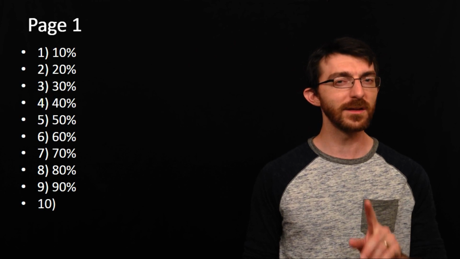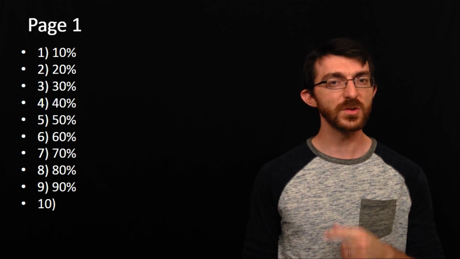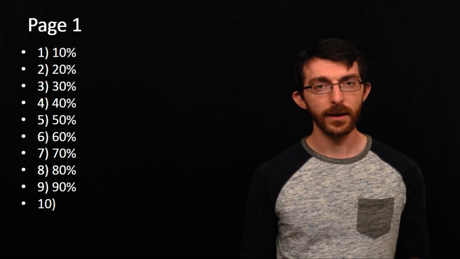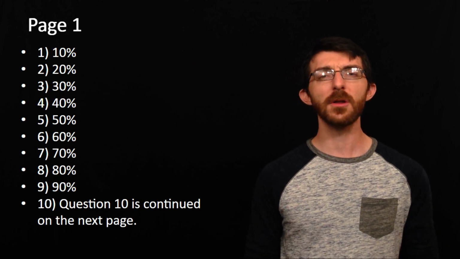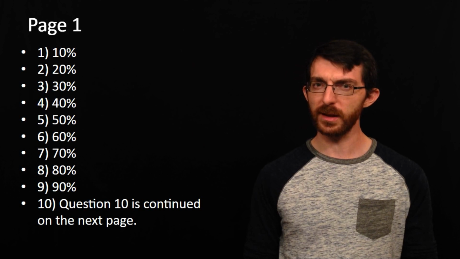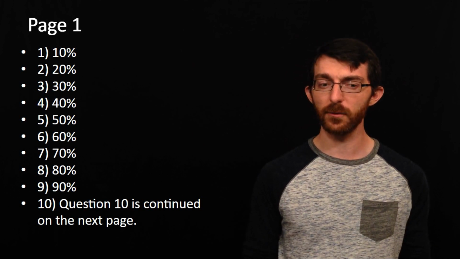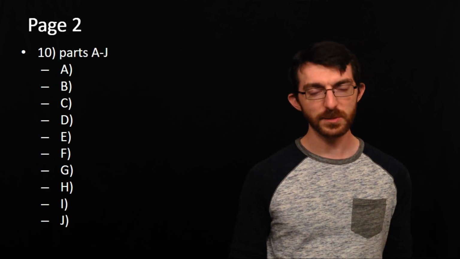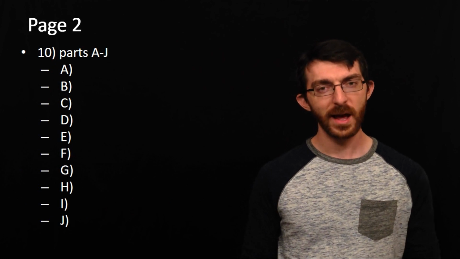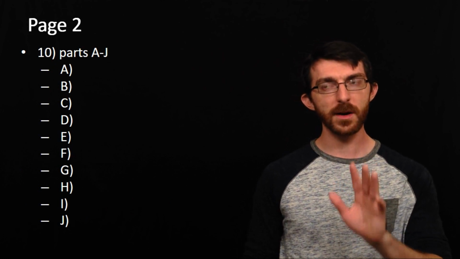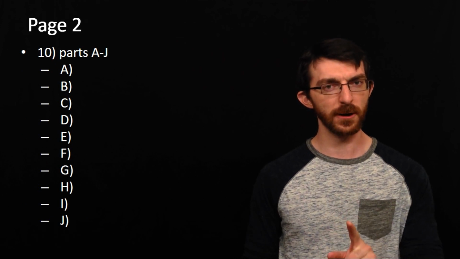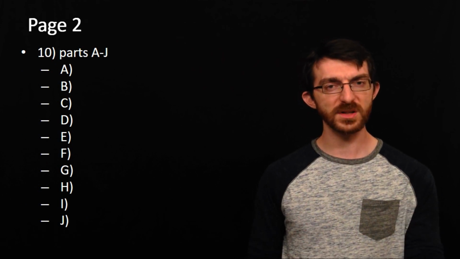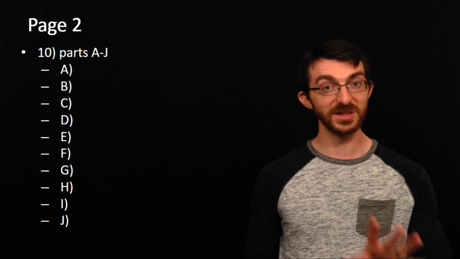However, this is an infinite math test, so here's the twist. Number 10 is broken down into some parts that are on the next page. So let's go to the next page. Once we complete this, we should be done, right? Well, number 10 is broken into 10 parts. If you finish number 9 and you had a 90%, that means there's only 10% left to earn. All 10% is bound up in question 10.